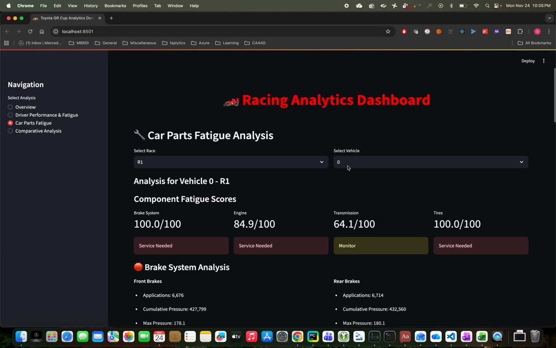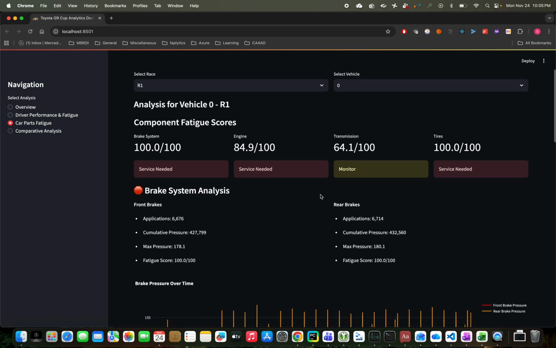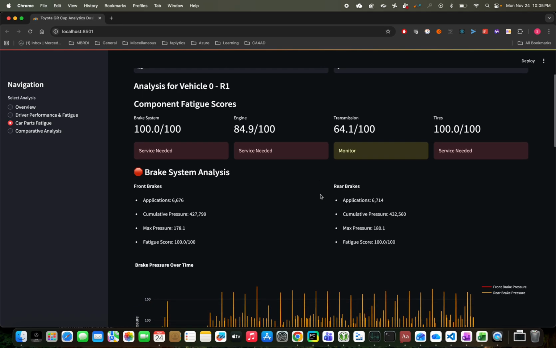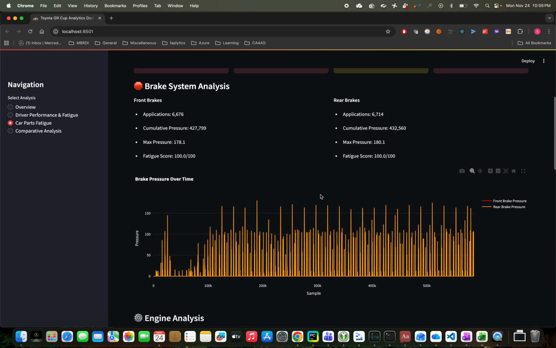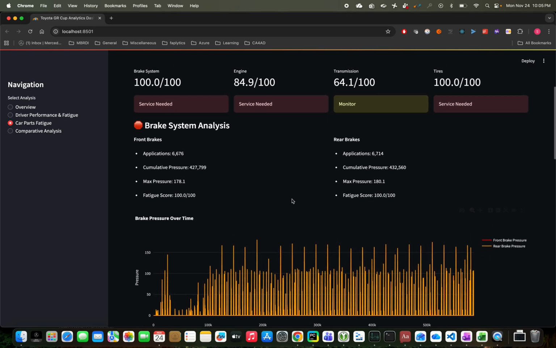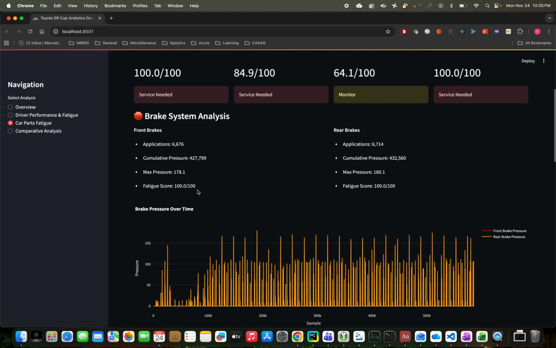Starting with the brake system, we are tracking every brake application and the cumulative pressure applied. This driver made over 2000 brake applications with a fatigue score, so they have to be inspected.